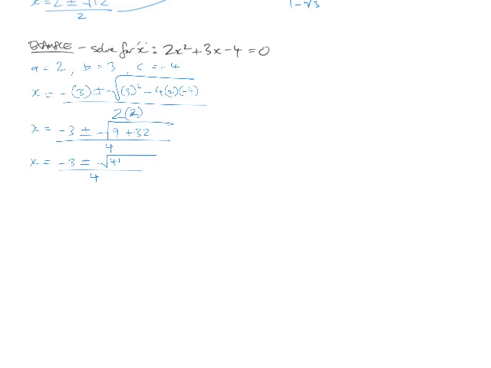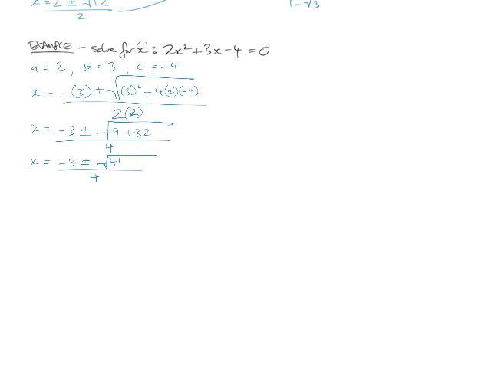Now, 41 is a prime number. It doesn't cancel down anymore. There's no numbers other than 41 and itself that I can break that down into, so that stays. There's no other cancelling we can do, so that's your solution. Negative 3 plus or minus the square root of 41 all over 4.